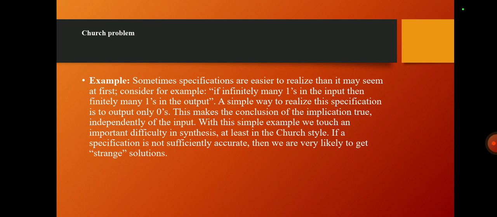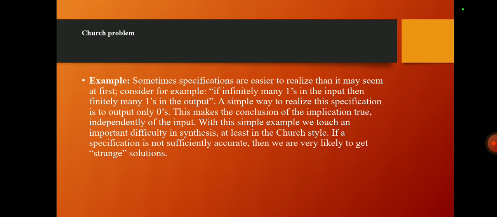So here's an example of the Church problem. Sometimes specifications are easier to realize than it may seem at first. Consider, for example, infinitely many ones in the input, then finitely many ones in the output. A simple way to realize this specification is to output only zeros. With this simple example, we touch an important difficulty in synthesis: if a specification is not sufficiently accurate, then we are very likely to get strange solutions.